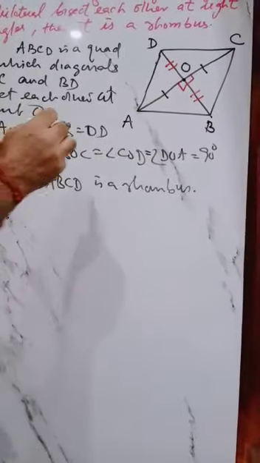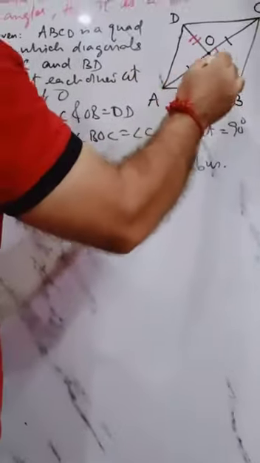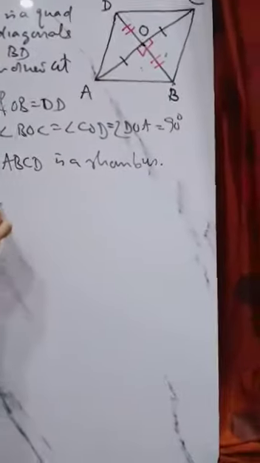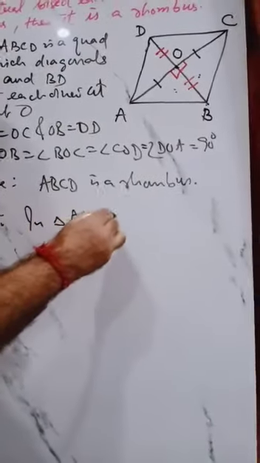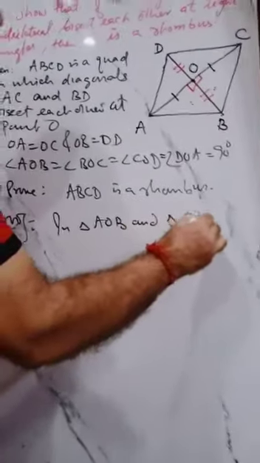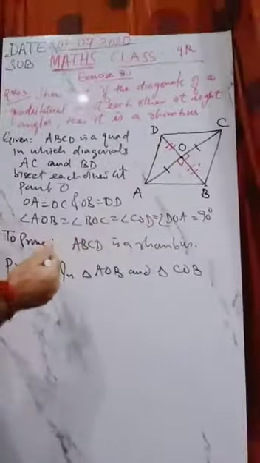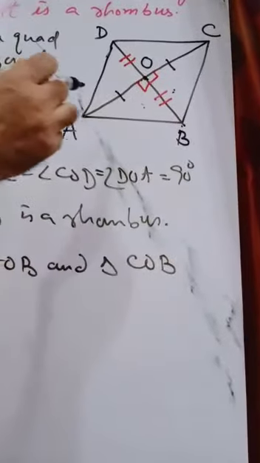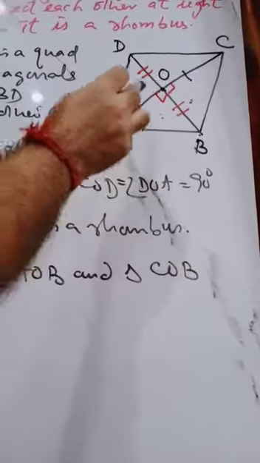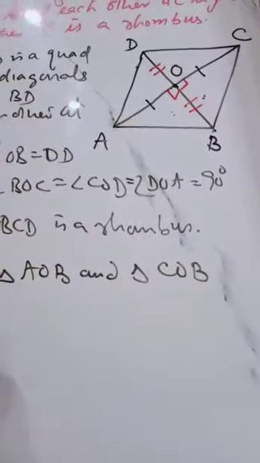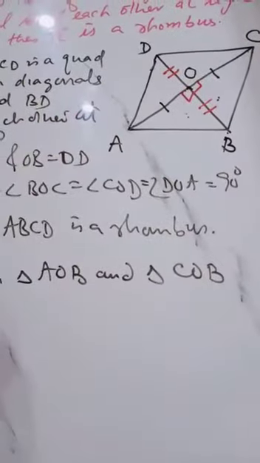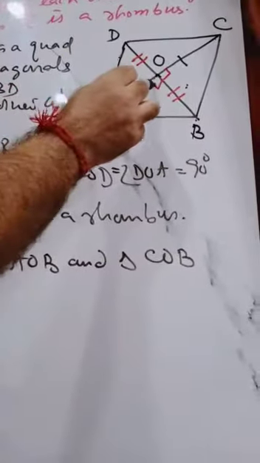What you will do, you will first take these two triangles AOB and COB. In triangle AOB and triangle COB. Okay children, you will first take these two triangles and make them congruent. To make the two triangles congruent, you need at least three parts. So you will write OA equal to OC as the first part. OB is the common side of both the triangles, and angle AOB is equal to angle COB, each 90 degrees.